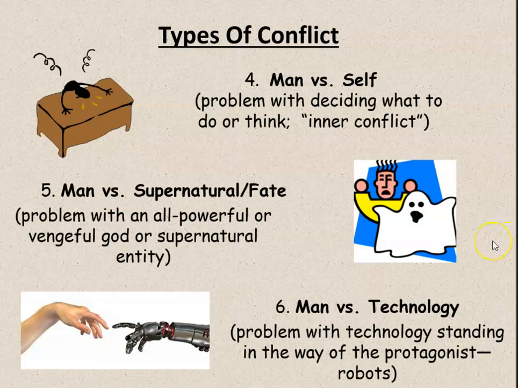And then we've got man versus self. This is a problem when a person is struggling internally. They're not quite sure what to do, what to think. It is completely an internal conflict. Then we have man versus supernatural or fate. This is a problem with an all-powerful, or sometimes it's a vengeful god or a supernatural entity. And finally, man versus technology. This is dealing with problems with technology standing in the way of your protagonist. Think about issues with robots, and artificial intelligence is often where we'll see this type of conflict.